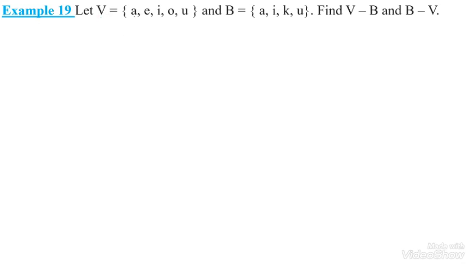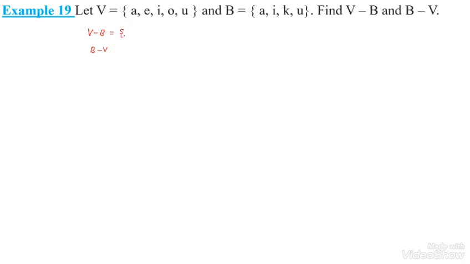Let V be a set containing the elements A, E, I, O, U and B be a set containing the elements A, I, K, U. We have to check V minus B and B minus V. First, we have to neglect the common elements.